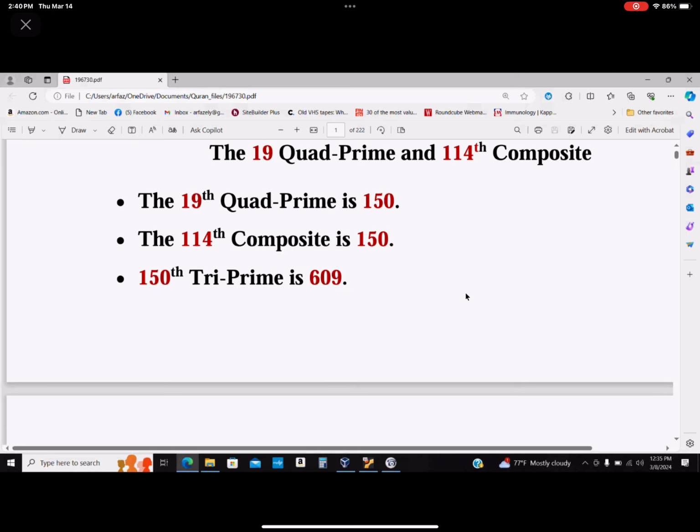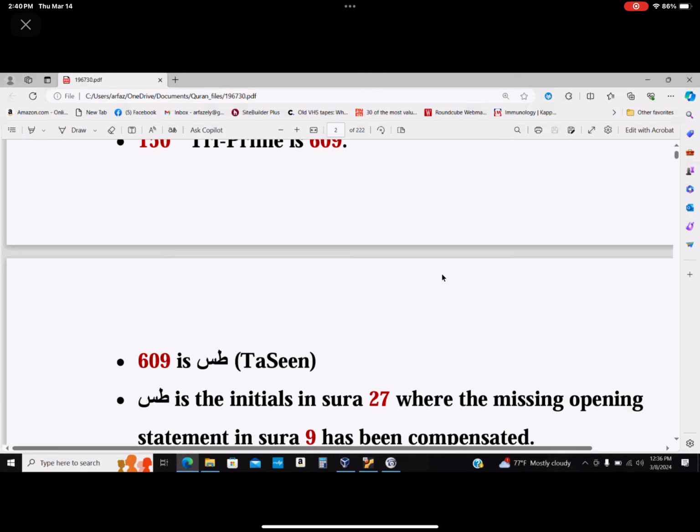The 114th composite happens to be also 150. And we know that 19 and 114 are the Quranic numbers. 19 is the basis, and 114 is the number of chapters in the Quran. Now we also find out that the 150th tri-prime happens to be 609. Tri-prime means it has 3 prime factors.